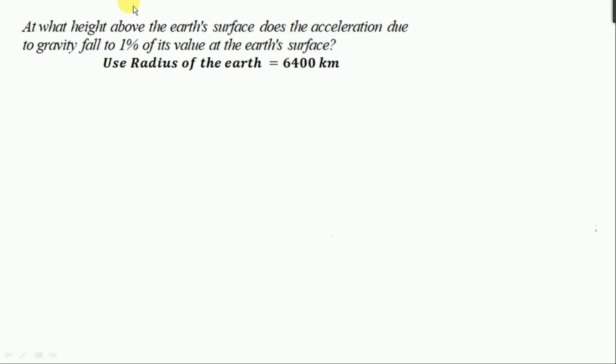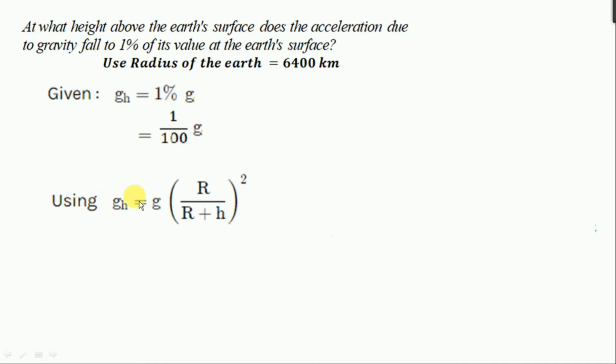And next question, at what height above the surface of the earth does the acceleration due to gravity fall to 1% of its value? Out here the acceleration due to gravity is decreased to 1%. That means it is becoming very less. So this happens when height is very large, or height is comparable to the radius of the earth. So the given is g_h is 1% of g, so I can write 1 by 100 of g.